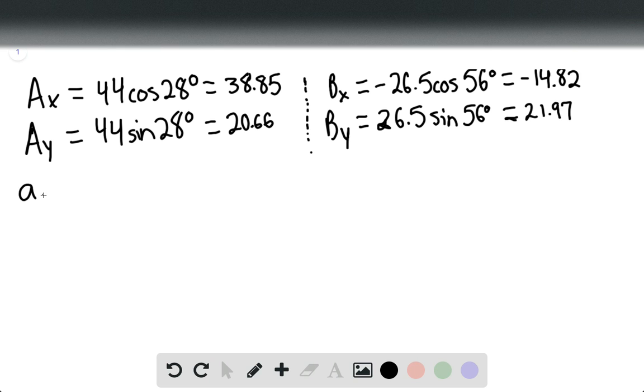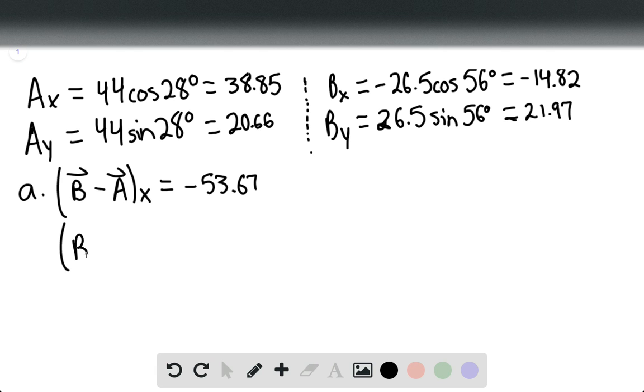So at this point, for part A, we can say that vector b minus vector a for the x direction is going to be equal to negative 53.67. You're simply doing negative 14.82 minus 38.85, so negative 53.67. And then b minus a for y, this will be 21.97 minus 20.66, so only 1.31. We know the vector is in quadrant 2.